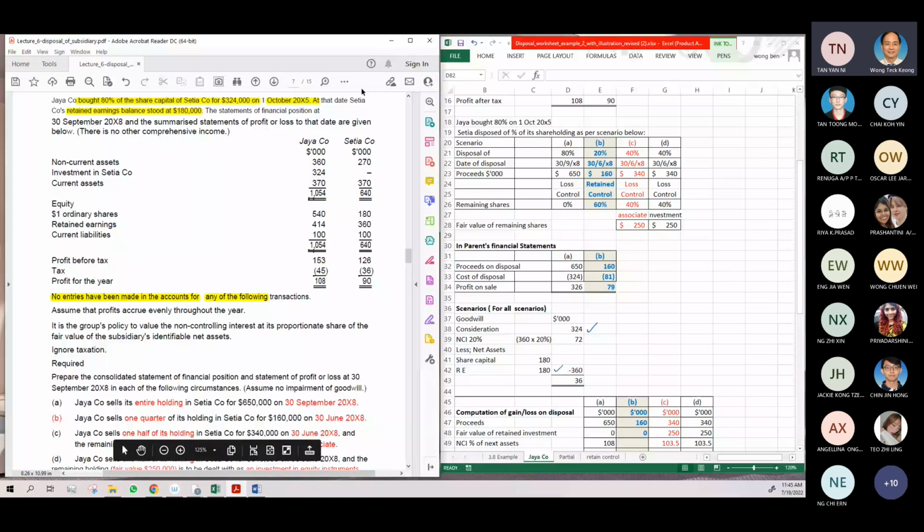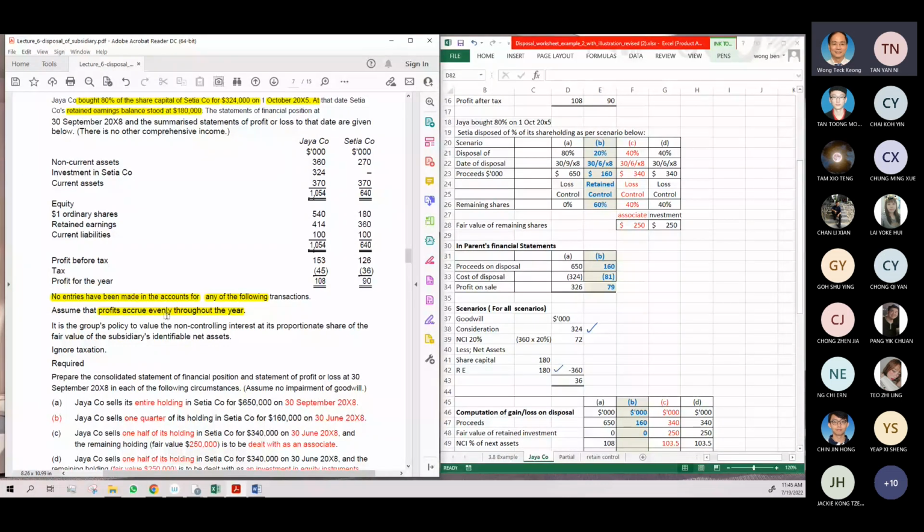Okay, assume profit accrue evenly. It means it's something that happened during the year. You have to do time apportionment of profit. That's why they say assume profit accrue evenly. Is the group profit of value NCI proportion share of fair value? So we know this is the partial goodwill method.